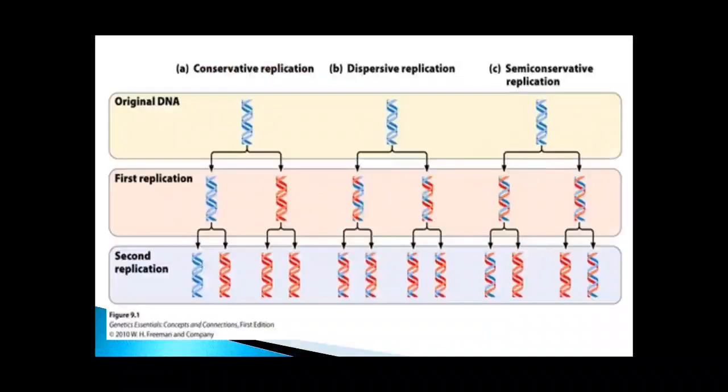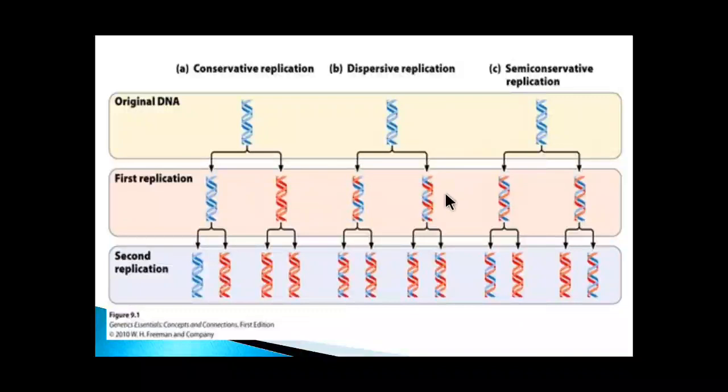Now, let's compare all these three hypotheses. This is the conservative replication, where in the first replication, here you see the original and one only newly formed. Then in dispersive there are patches of both, and in semi-conservative one is new and the other one is the parental one. So dispersive predicts that each replicated DNA molecule should be a patchwork of parental DNA and daughter DNA. That is, every round of replication will produce both heavy and lighter sections.